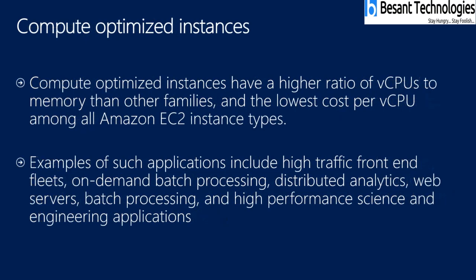Now, what is the compute optimized instance? Compute optimized instances have a higher ratio of vCPU to memory than other families and the lowest cost per vCPU among all other Amazon EC2 instance types. Examples of such applications include high performance front end fleets, on-demand batch processing, distributed analytics, web server batch processing, and high performance science and engineering applications.